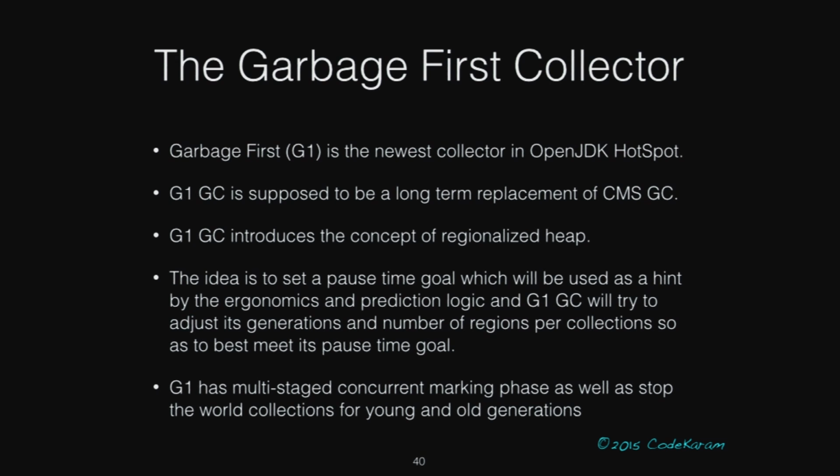So the idea of tuning G1 is that you just have to set your pause time goal and let G1 use it as a hint. G1 has ergonomics and prediction logic that tries to get you to your pause time goal. It's not a guarantee, but it's kind of like a hint. And G1 will adjust its collections, the generation sizes and the number of regions to collect to try to best meet your pause time goal.